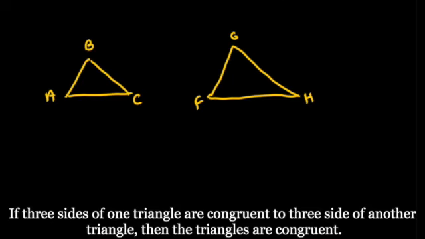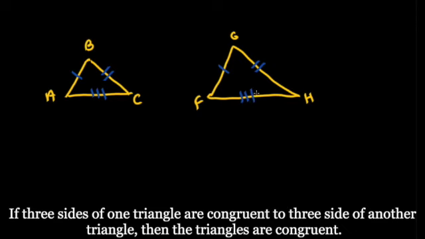Okay, so these are our 2 triangles. We have triangle ABC and triangle FGH. So remember, our postulate tells us that if the sides are congruent to each other, then we can say that the entire triangle is congruent. So let's say that AB here is congruent to FG. Then segment BC is congruent to segment GH, and segment AC is congruent to segment FH.